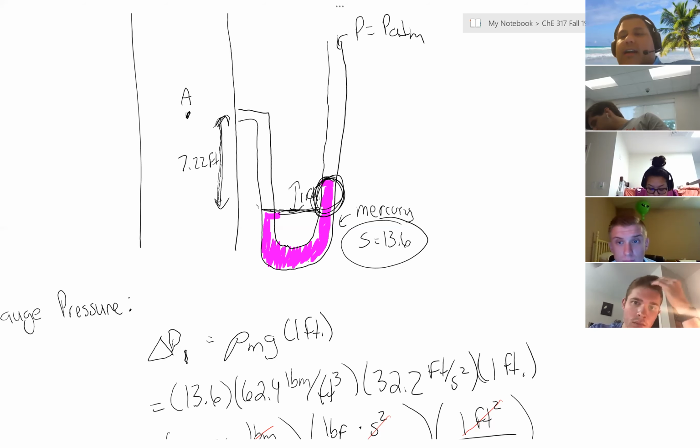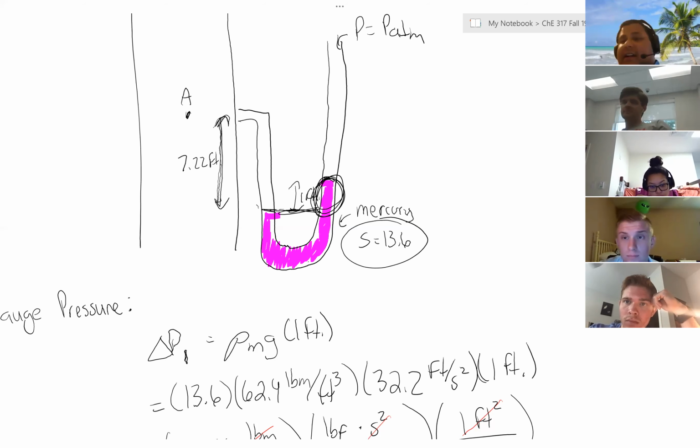Because if that was water, the difference between those two sides is going to be 13.6 feet, which is drastically different than just 1 foot in terms of the design of that manometer. I don't know about you, but I don't want to read a 14-foot manometer.